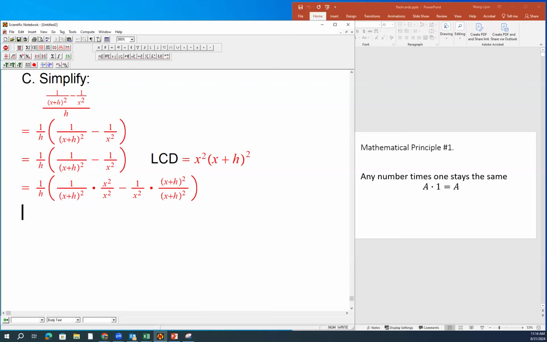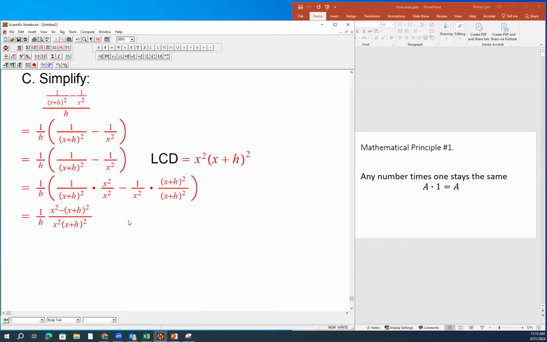Now we have the same denominator, so we're going to keep it. So we use the common denominator. And what do we get now? Right? We got x squared times x plus h squared. And the numerator, 1 times x squared, that's x squared, subtracting x plus h squared. That's it, right?